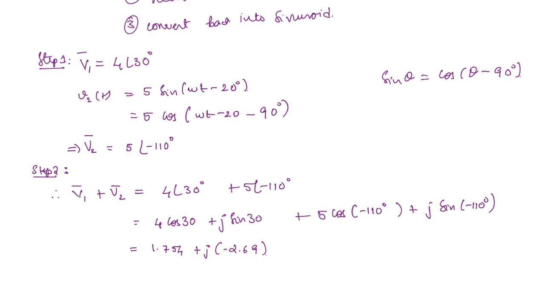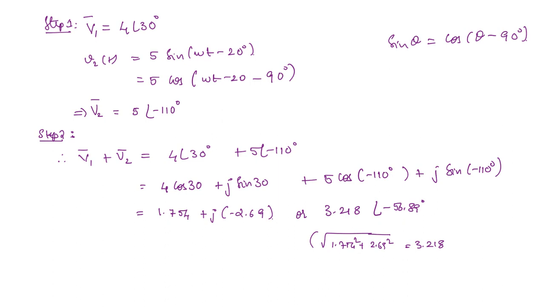But since we want it in sinusoid form, we need the magnitude and phase form. So you're going to get 3.218 angle −56.89 degrees. How do you get that? The magnitude is root over 1.754 squared plus 2.69 squared, which we got as 3.218, and the phase is tan inverse of −2.69 divided by 1.754. This is −56.89 degrees. Since the imaginary part is negative, you also get a negative sign.